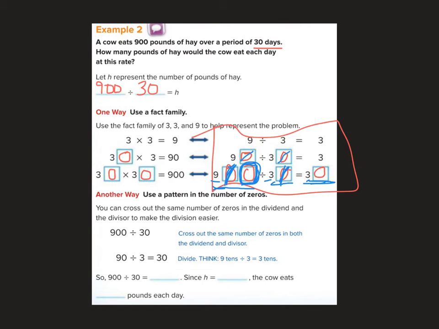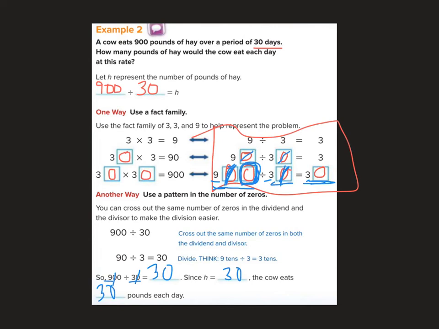Okay, so here's another way. Let's use a pattern in the number of zeros. You can cross out the same, oh, that's what I was just talking about. Okay, so 900 divided by 30, we're just going to do 9 divided by 3 is 3. They both have 1 0, so let's cross it out. The number that is left over is 1, so it'll be 30. Since the answer equals 30, the cow eats 30 pounds per day.